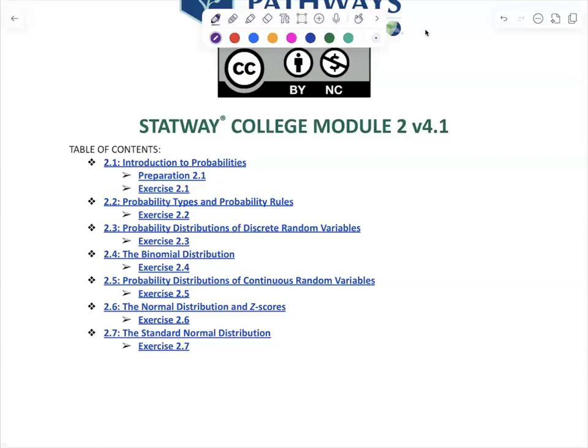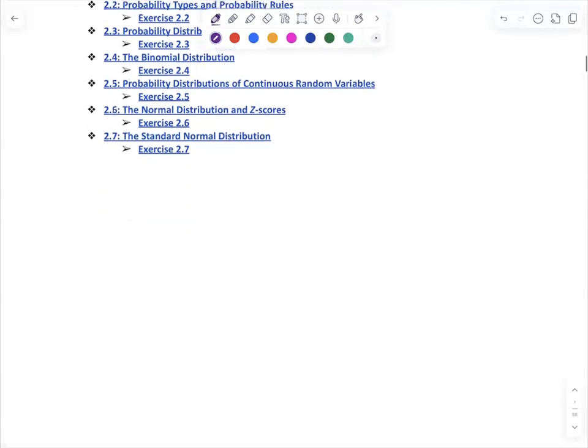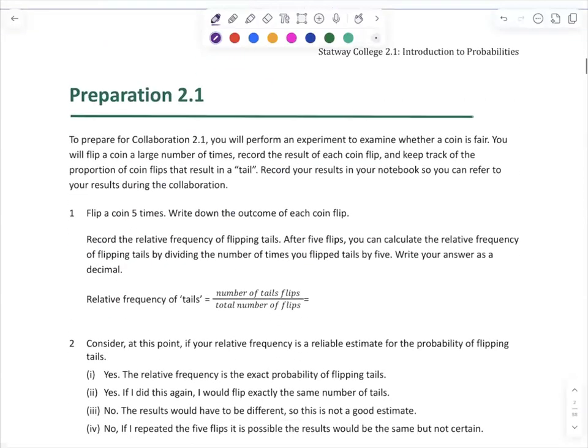In today's lecture, we're going to cover 2.1 and 2.2, and in the next session, we're going to move on to the rest of the units. Well, in Unit 2, our focus is on probability. Let's begin. We have a preparation to begin with.